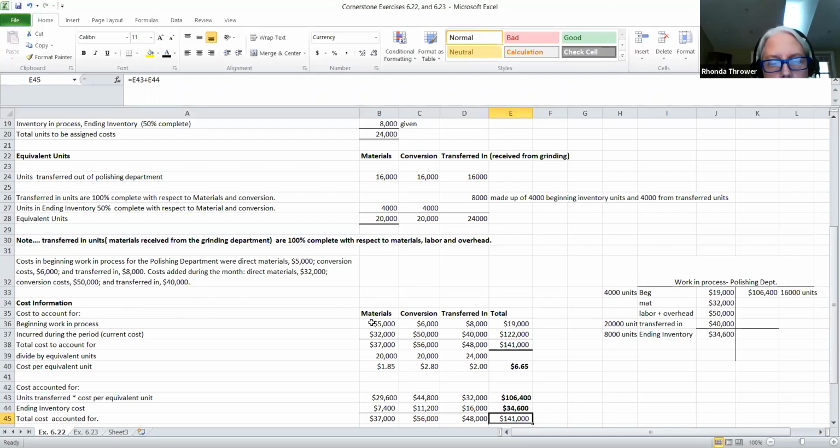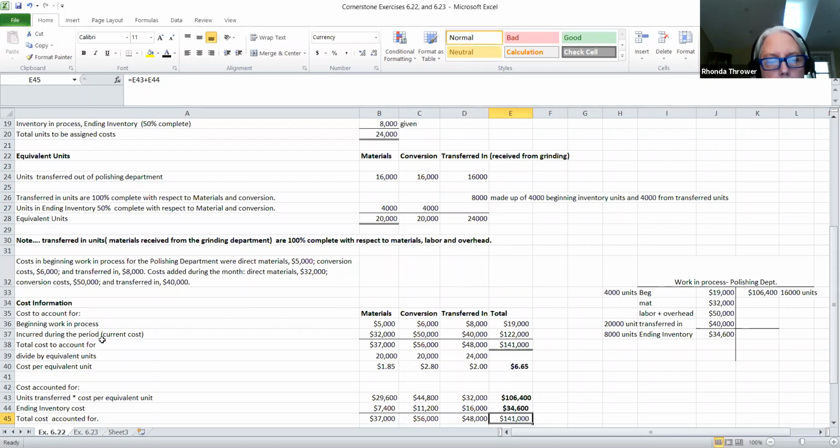So that's where I'm getting this: 5,000, conversion was 6,000, and transferred in's 8,000. All of these are given to you. I simply added the three together and got 19,000 as the total of the beginning inventory cost.